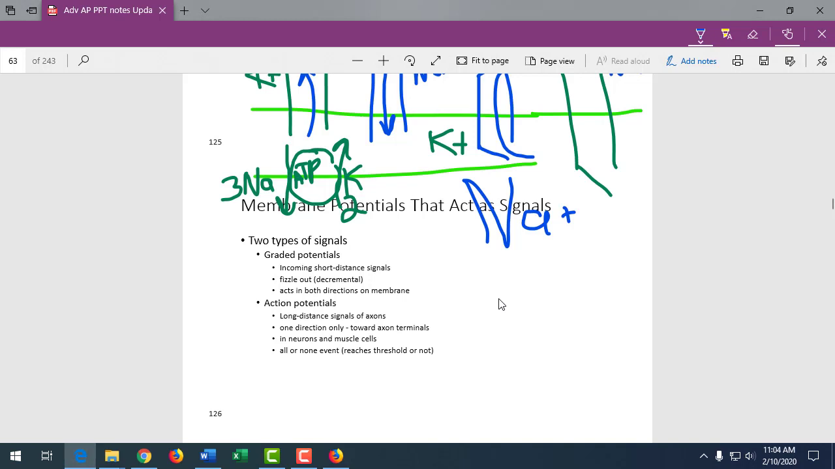Okay, so there's two types of signals that travel down axons and nerve cells. Graded potentials start at the dendrites, and unless we continue to stimulate those dendrites, the ion channels will open at the dendrites and they'll shut, and the impulse will fizzle out. So these can go in two different directions on the membrane, and they fizzle out. Unless we continue to stimulate and reach threshold, then it becomes the next type of signal, which is an action potential.